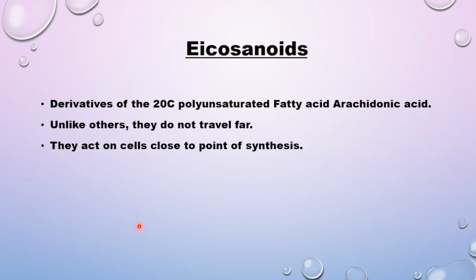Now the last one, icosanoids. They are derivatives of the 20-carbon polyunsaturated fatty acid, arachidonic acid. Unlike others, they do not travel far. They act on cells close to the point of synthesis.